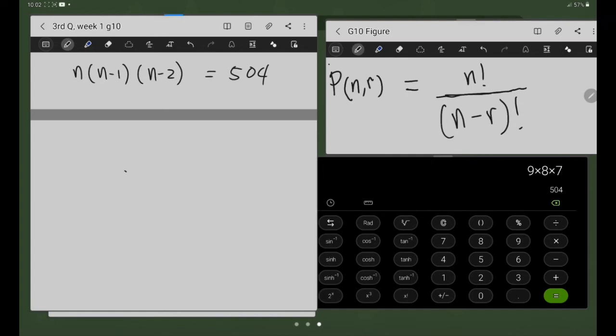So this is equal to n times n minus 1 times n minus 2 is equal to 9 times 8 times 7. So yung n natin is 9. Yung n minus 1 is 8. So yung n minus 2 is 7. So n is equal to 9. So 9 minus 1 is 8. 9 minus 2 is 7. So n natin dito is equal to 9.